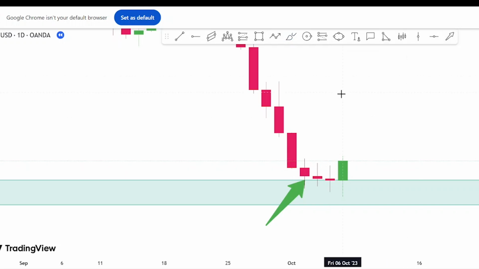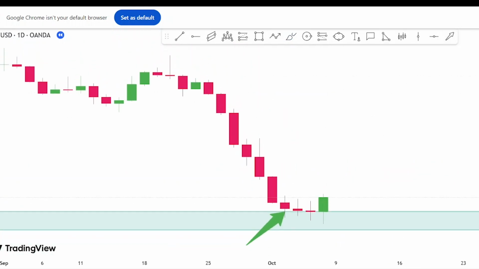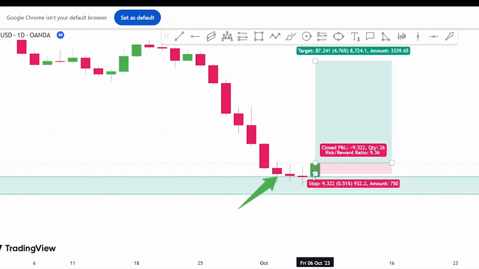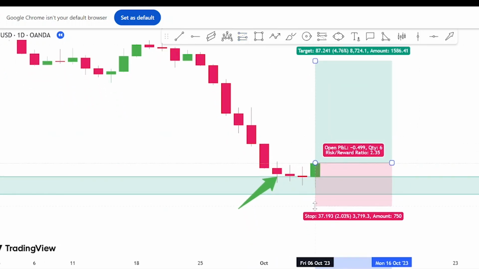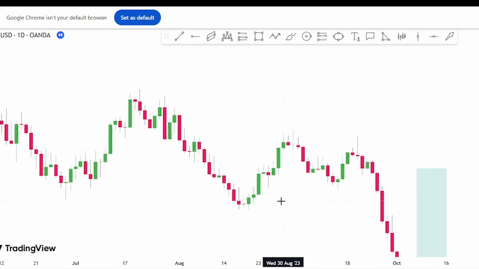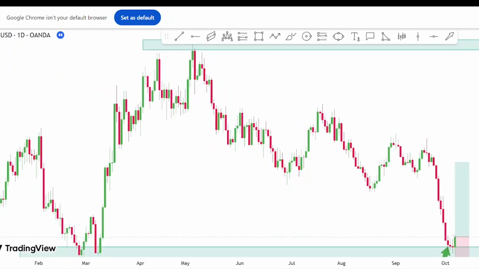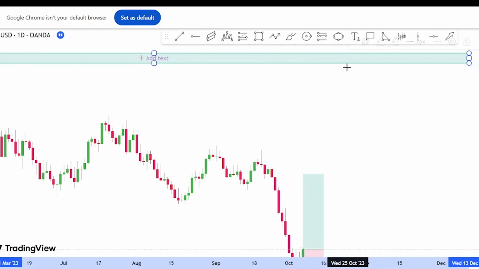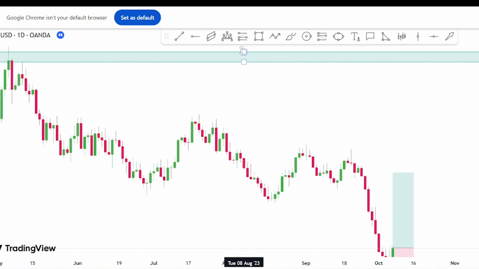So we are buying from the low, that is a support. We are taking a buy from this candle. The stop loss is below the support, below the low. Now the target is our highest point, because we are expecting the market to reject from the high, and that high is a resistance.